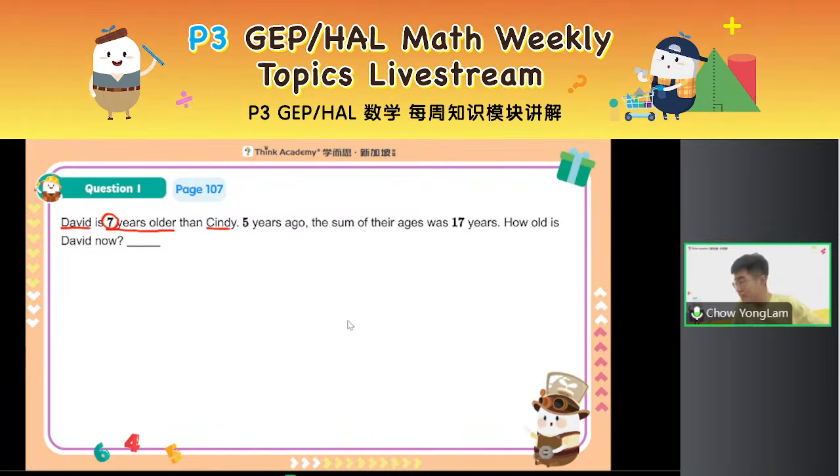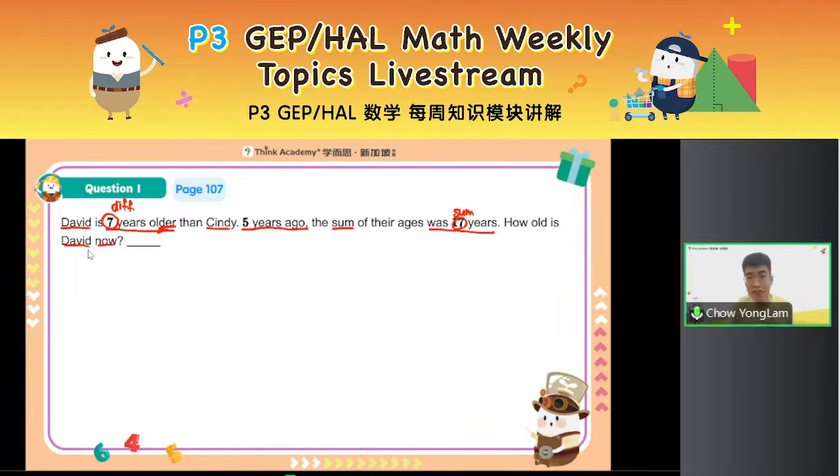7 refers to the age difference, right? 7 years older. So that means when I compare their difference, David is 7 years older. Okay, now moving on. 5 years ago, the sum of their ages was 17 years. So this is the age sum, right? How old is David now? So this time, I didn't tell you any one age. I just tell you their sum and their difference, right? And I'm asking for their ages now.